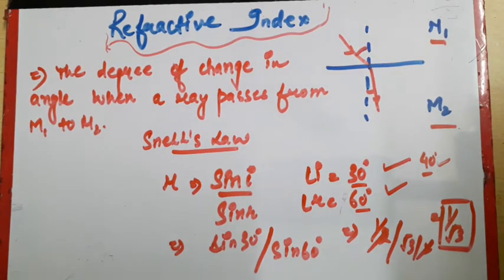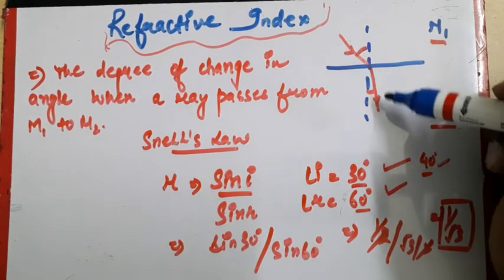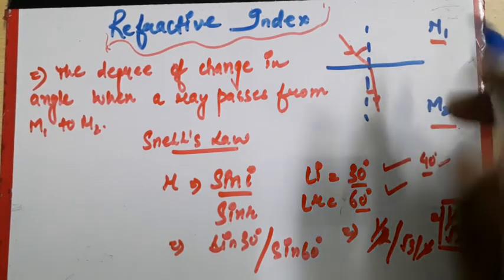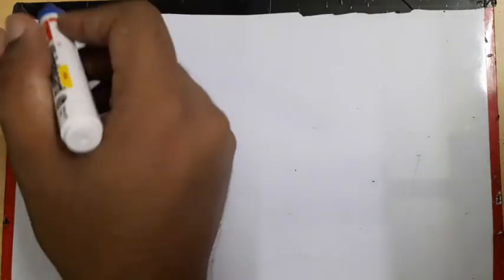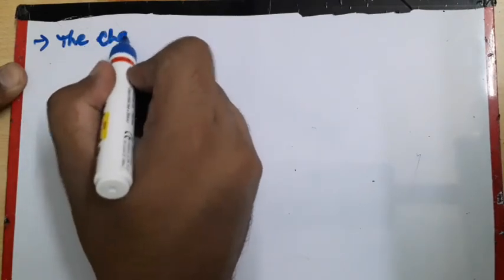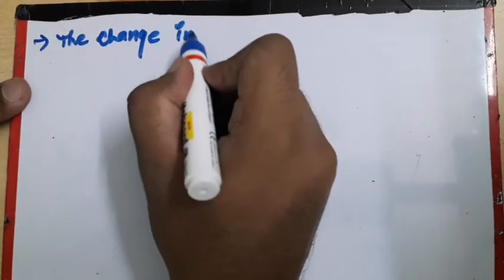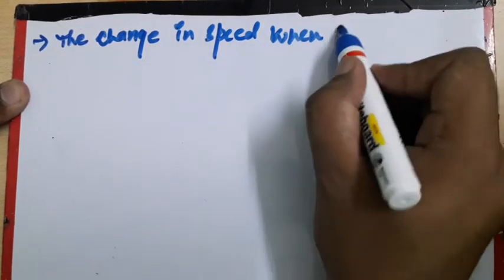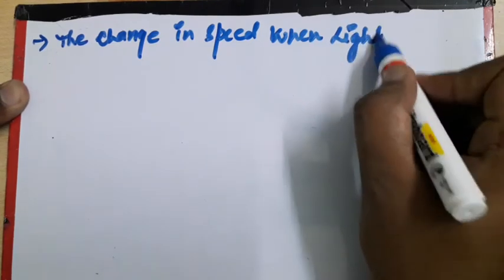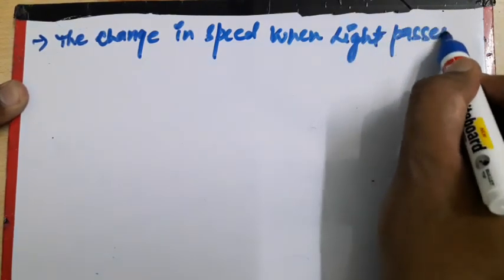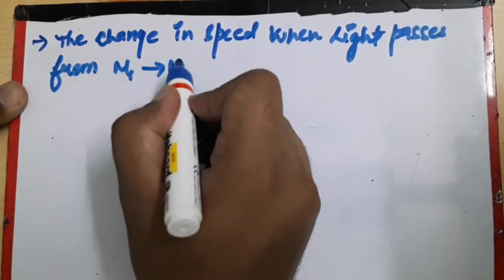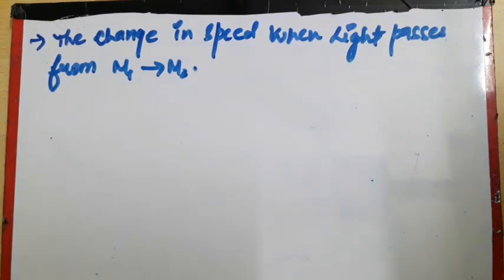And we have to understand one more thing: when the light ray is passing from one medium to another medium, there is a change in angle and there is a change in speed also. So we can define refractive index in this sense also. The change in speed when light passes from medium 1 to medium 2, right? From the medium should be changed.